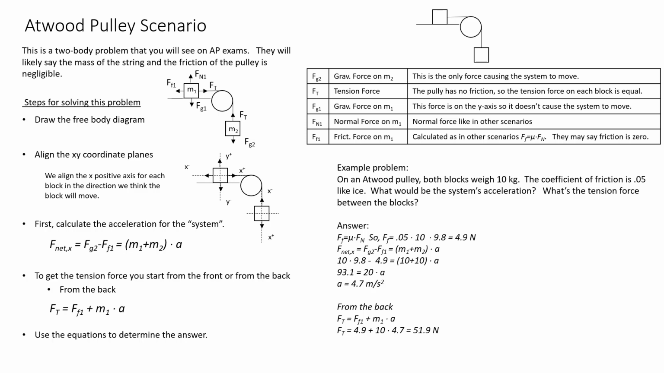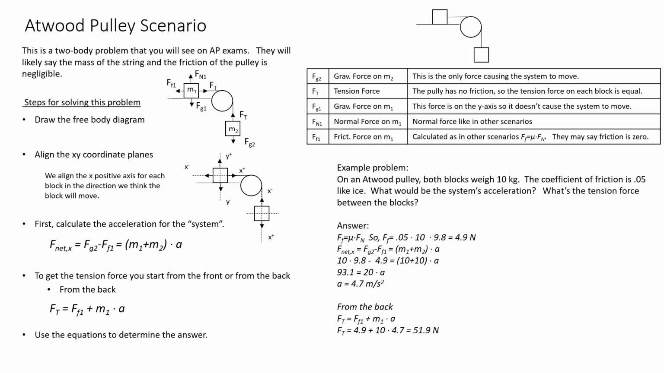And the only force that's going to make this move is the gravitational force of M2. M1 is sitting up on a table, and it's just being held back by friction, and you calculate the friction like you normally do from the normal force. And so using that, we see that the equation for the system is the gravitational force of M2 minus the frictional force on M1. And then that equals the sum of the masses times the acceleration.